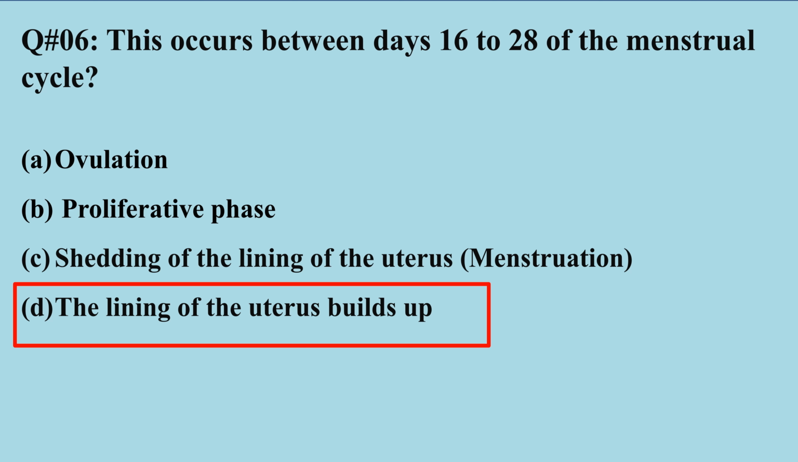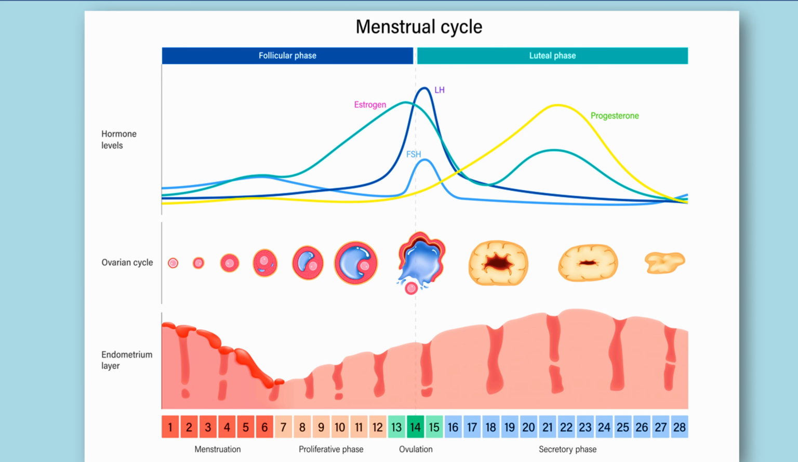So let's see. Here mentioned are the different phases of the menstrual cycle: menstruation, proliferative phase, ovulation, and secretory phase. In the proliferative phase, days 7 to 12, the formation of the egg starts. Then around the 14th day, between days 13, 14 or 15, ovulation occurs, that is, the egg matures and is released towards the uterus.